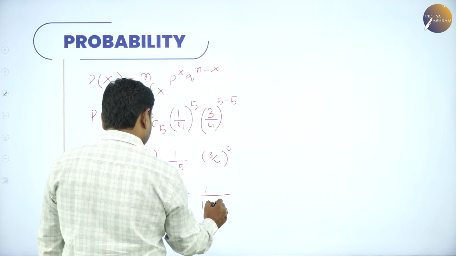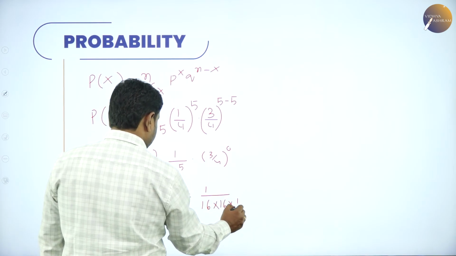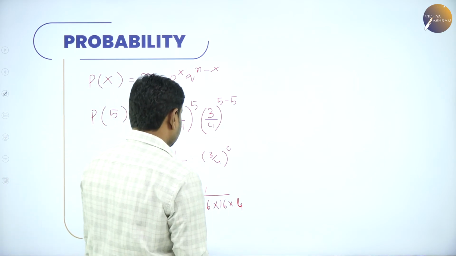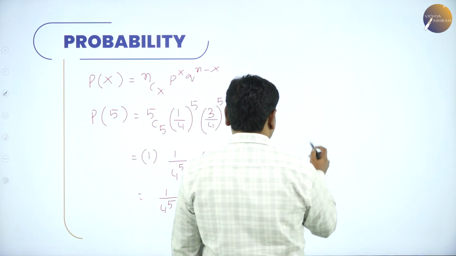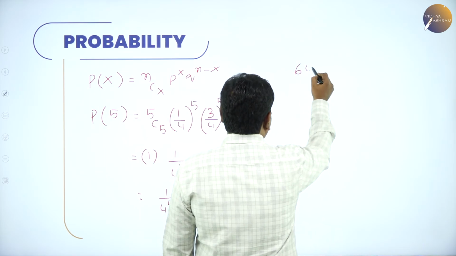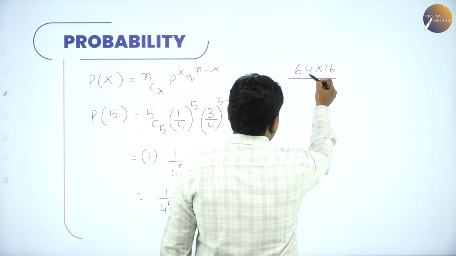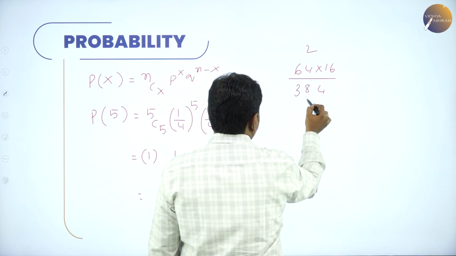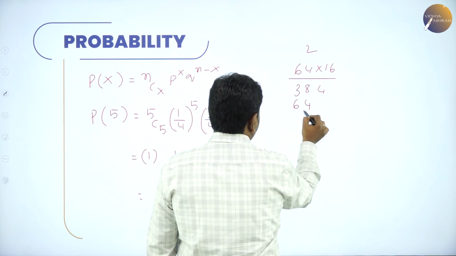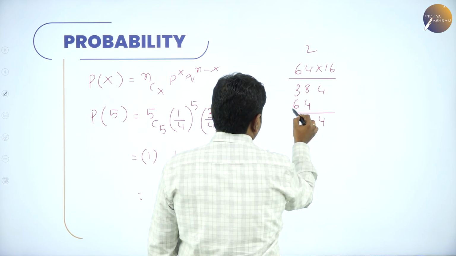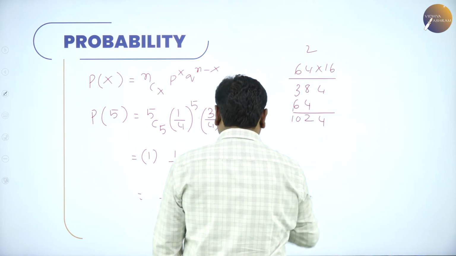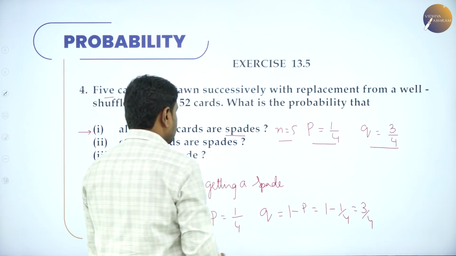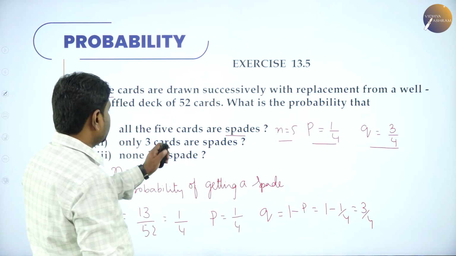1 by 4 into 4 into 4 into 4 into 4: 4 4s are 16, 4 4s are 16, 5 times. So simplify this. 64 into 16, if you do, 6 4s are 24 and 2, 6 6s are 36 plus 2 is 38, 4 6 4, 10, 1024. So 1 by 1024. Now the next case: only 3 cards are spades.